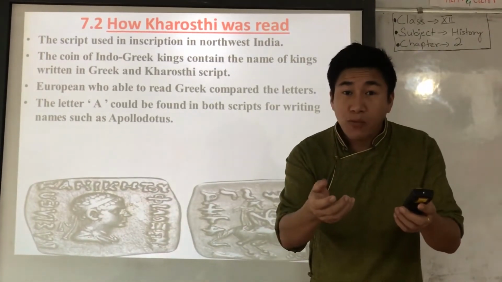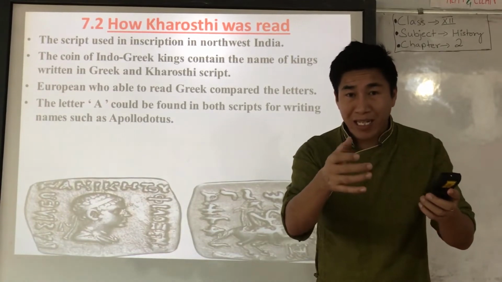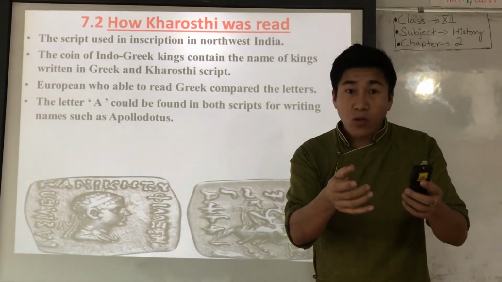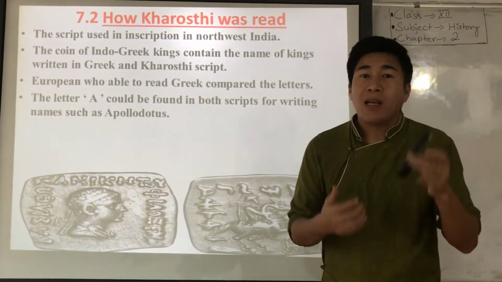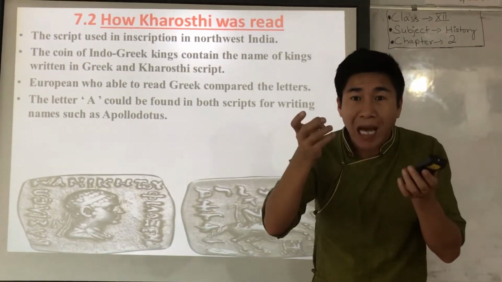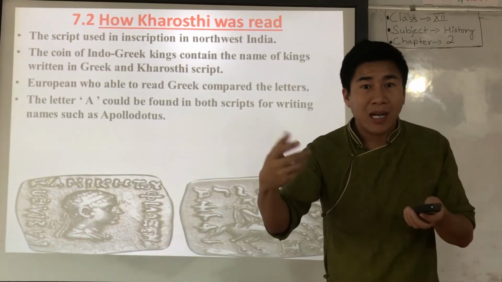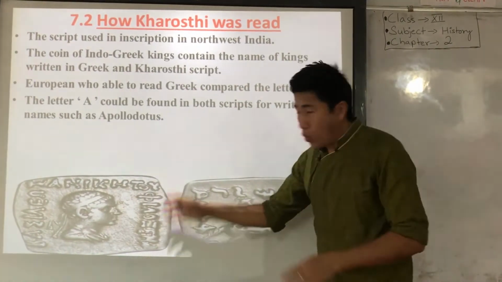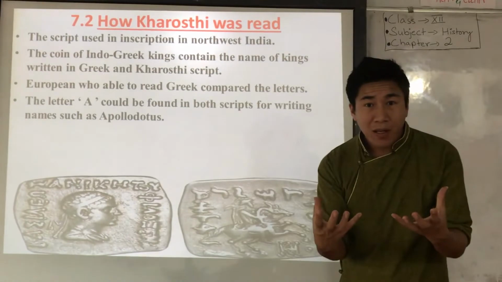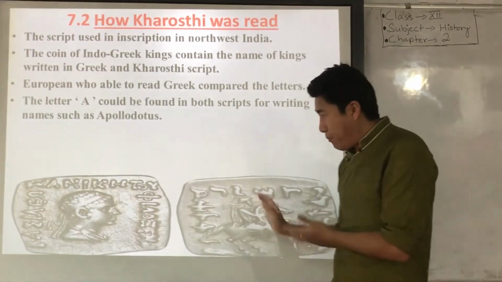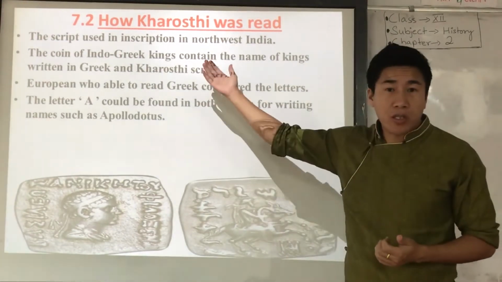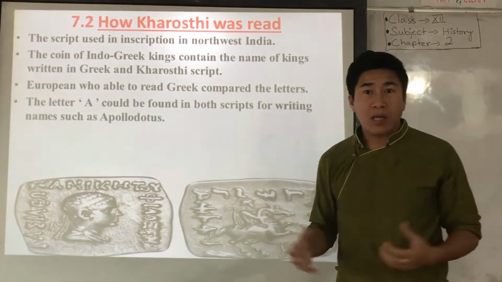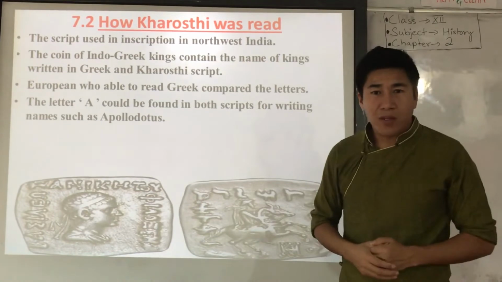So by looking at this phone's language setting, I fixed that phone, right? How? I don't know Spanish, but I was able to fix it. How? With the help of another script. Just like over here, with the help of the Greek script, archaeologists were able to compare letters, and through that way James Prinsep deciphered the Brahmi and Kharosthi scripts. So through that way, the Kharosthi script was deciphered.